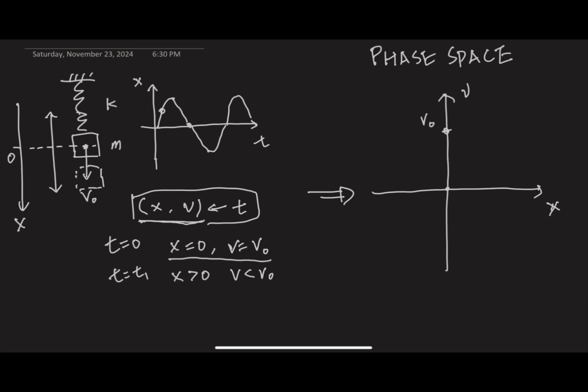So now we can schematically map this point on the phase diagram, which will be somewhere here. The position is going to be greater than 0, somewhere here, and the velocity is going to be smaller than v naught, somewhere here. As you can see, as the particle keeps moving down, the position keeps increasing and the velocity keeps decreasing. So maybe you're going to have another point right here.